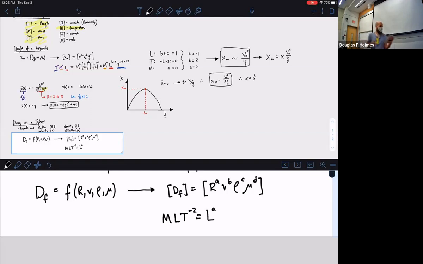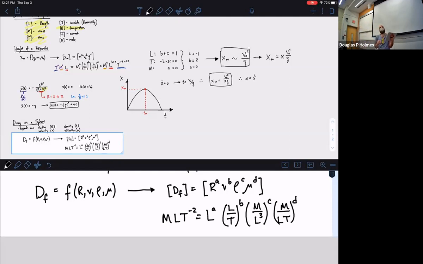Velocity is length over time, so it's going to be length over time to the B. Density is mass per volume, so mass per length cubed to the C, so this would be M per length cubed to the unknown exponent C. And dynamic viscosity, that one people sometimes forget, is mass over length times time. So it would be mass over length time to the D.